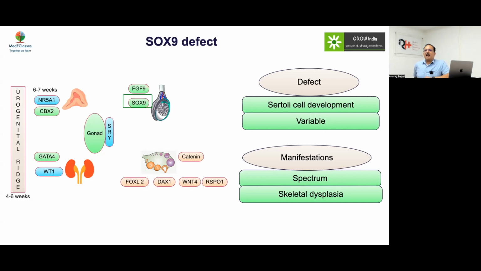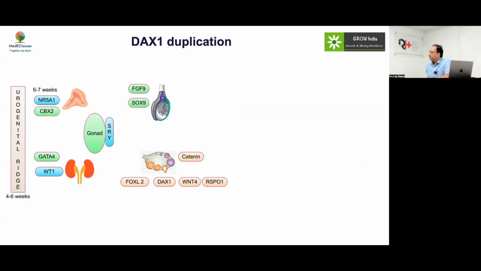POR defect presents with Antley-Bixler syndrome. A variant of it will have a problem in terms of collagen development and result in skeletal dysplasia. So that's the basic one.